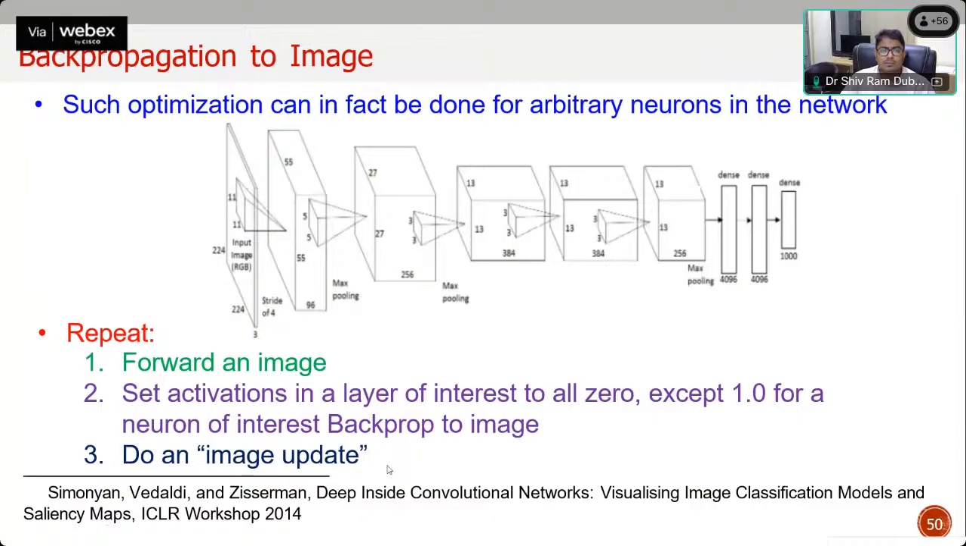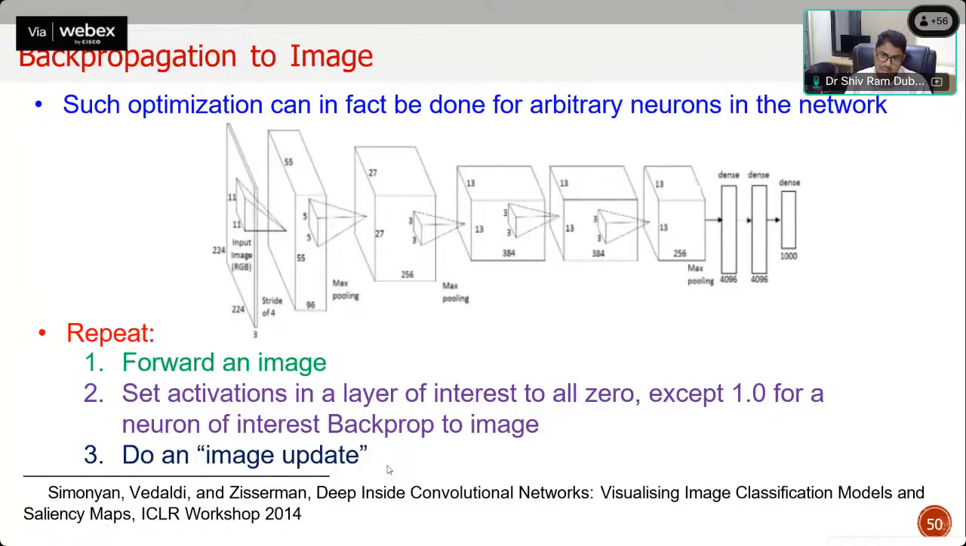Okay, so such optimization can in fact be done even for arbitrary neurons in the network. Right now we have maximized the class score, but we can also try to find the image which can maximize a particular neuron, a particular filter in our convolutional neural network. In that case, we just do the forward pass only up to that neuron, and then in that layer set the gradient for all other neurons to 0 and the gradient of only that neuron to 1, and then perform the back propagation.